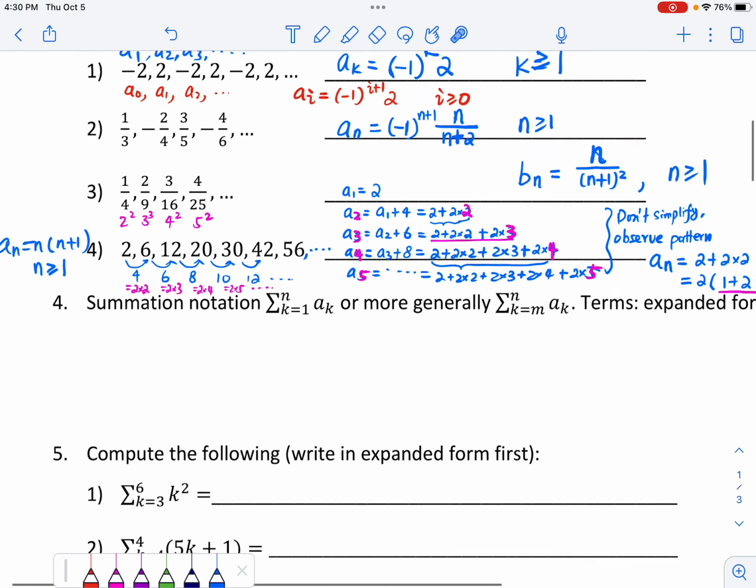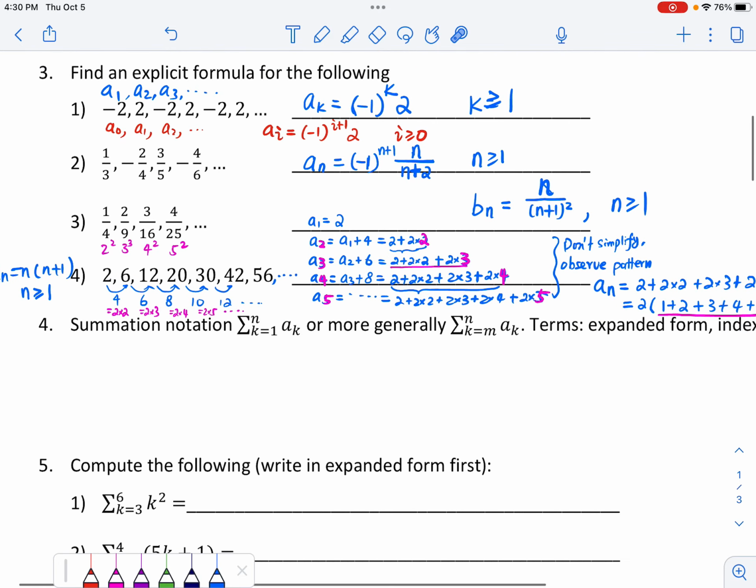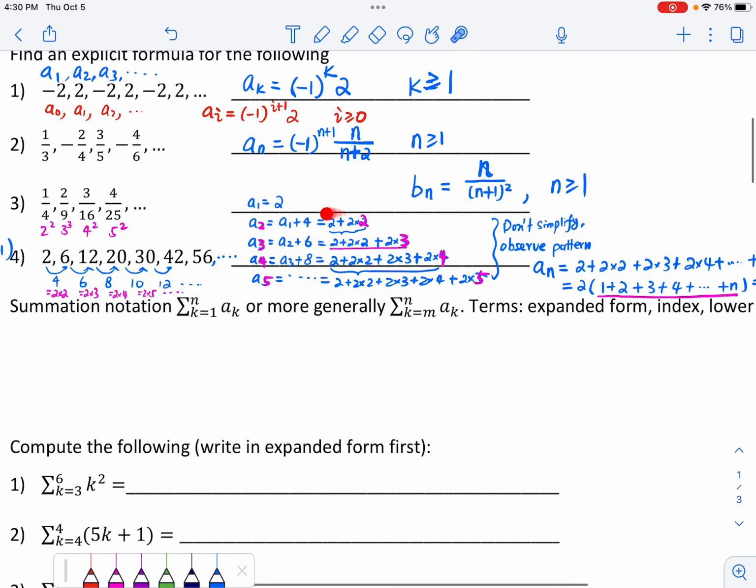All right, this is the problem that I would like to share. I certainly want you to get the experience of how to find an explicit formula for a sequence. So again, the trick is sometimes do not simplify; observe the pattern.